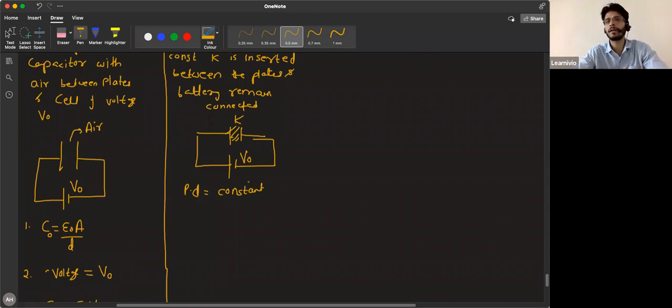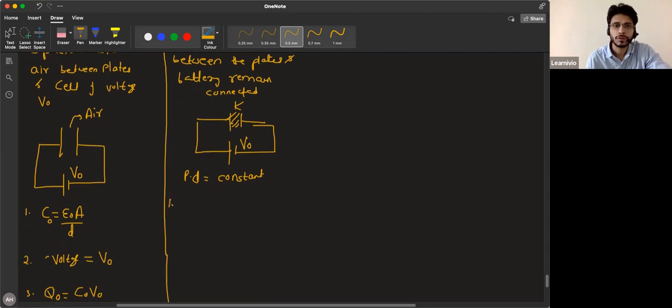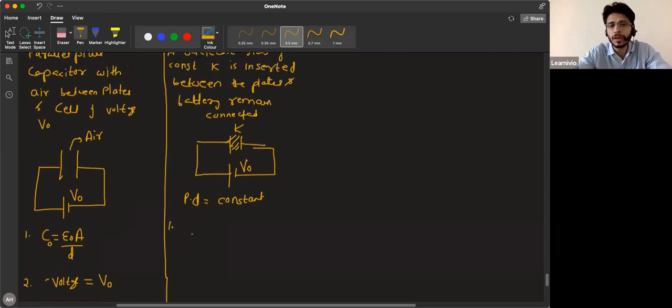Like if battery is connected to your capacitor, then every quantity can change. Charge can change, energy can change, capacity can change, but not the voltage. Voltage will always remain constant. Voltage will never change. So in the question, it will ask you to calculate capacity. We'll say, okay, the capacity in air is epsilon naught A by D. What will be the capacity if a dielectric slab is inserted between the plates?